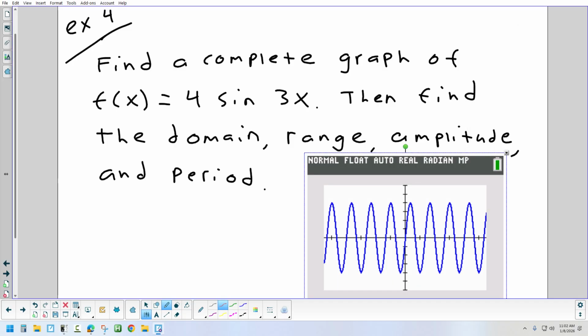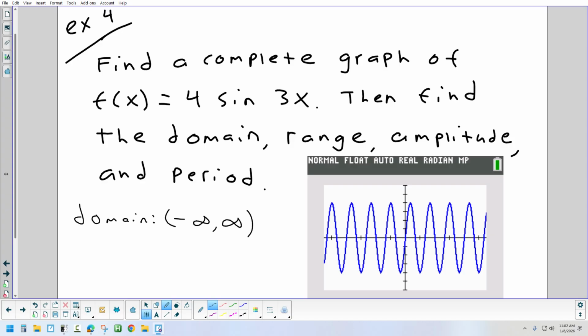Okay, let's start with the domain. The domain is how far it goes left and right. So what would the domain be for that graph? All real numbers, yeah. Every sine and cosine function has a domain of all real numbers. You can plug in any number you want for x. The graph goes forever left and right, and it is continuous. There's no breaks or holes or asymptotes. So all real numbers.